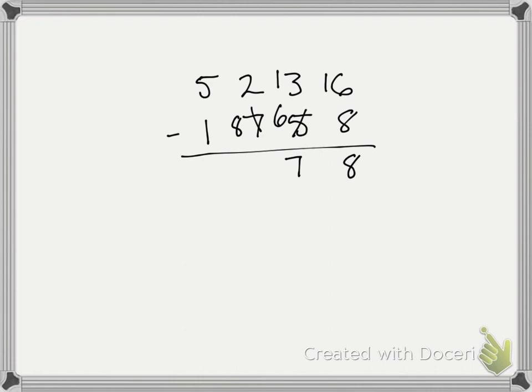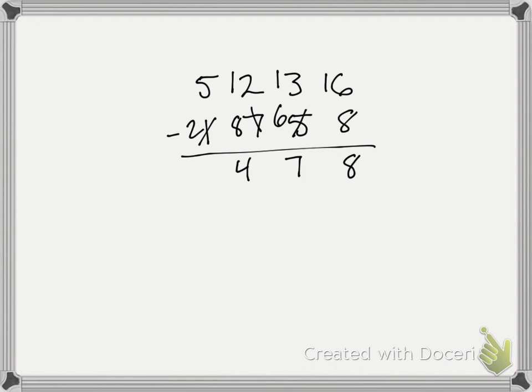And the form of 1,000 that I'm giving the top number is 10 hundreds. So instead of having 2 hundreds, it now has 12 hundreds. And then giving the bottom number 1,000. So the 1 becomes a 2. So now I can take 8 from 12 to be 4. And move on to the next column.